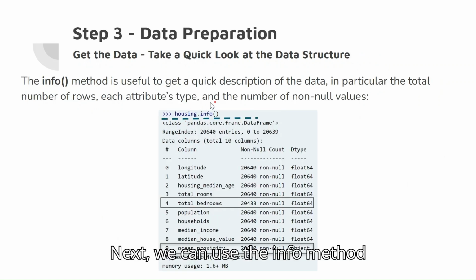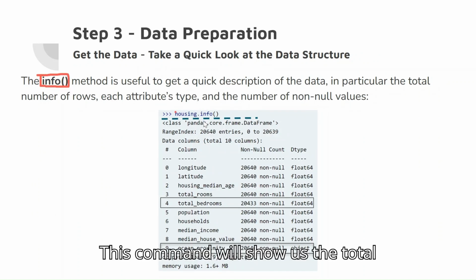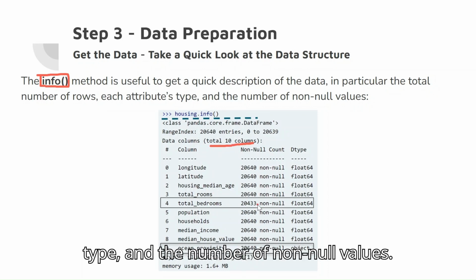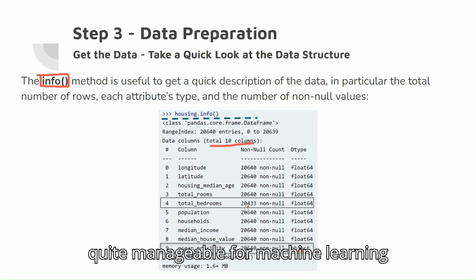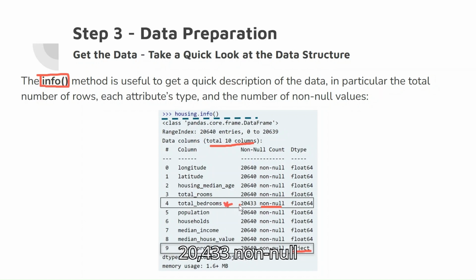Next, we can use the info method to get a quick overview of our dataset. This command will show us the total number of rows, each attribute's data type, and the number of non-null values. For instance, our dataset has 20,640 instances, which is quite manageable for machine learning tasks. However, I noticed that the total_bedrooms attribute only has 20,433 non-null values, indicating that 207 entries are missing this information. We'll need to address these missing values later on.